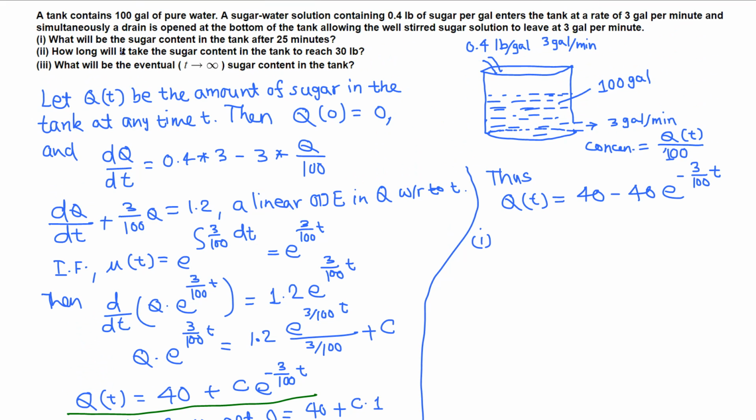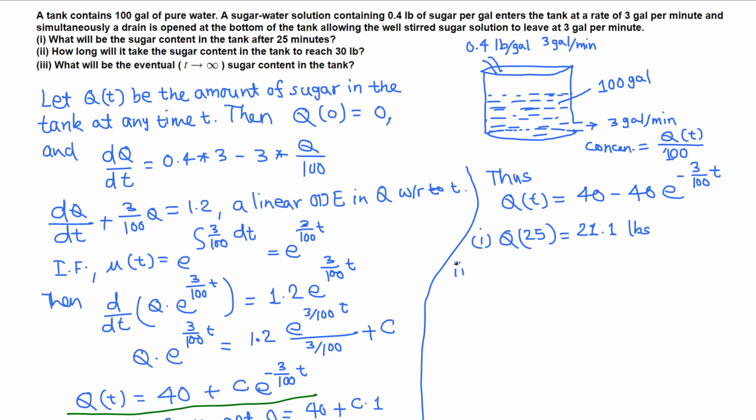In part 1 we are asked to find the sugar content in the tank after 25 minutes. So this is the amount of sugar at any time t. After 25 minutes, just replace t by 25. Q(25) is equal to, just plug in t equals 25 and use your calculator, and it comes out to be around 21.1 pounds.